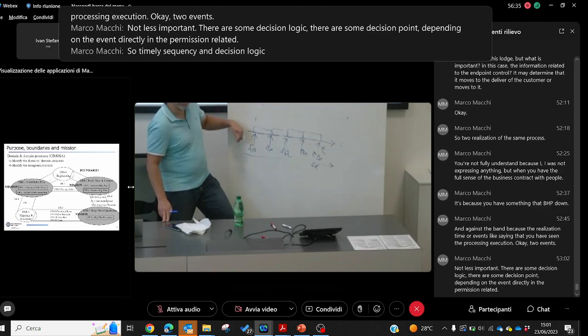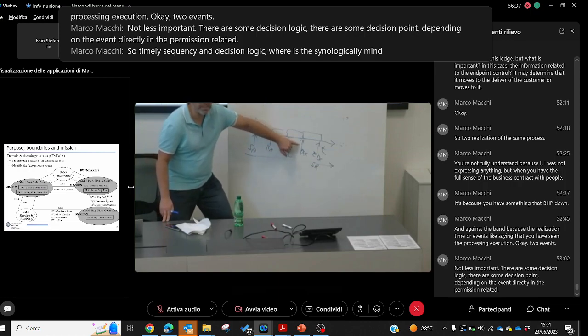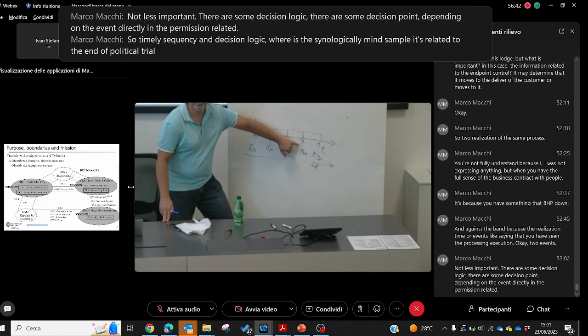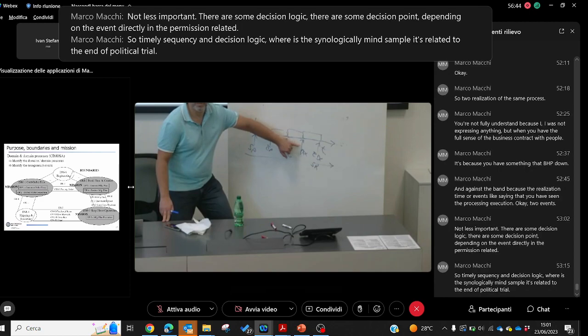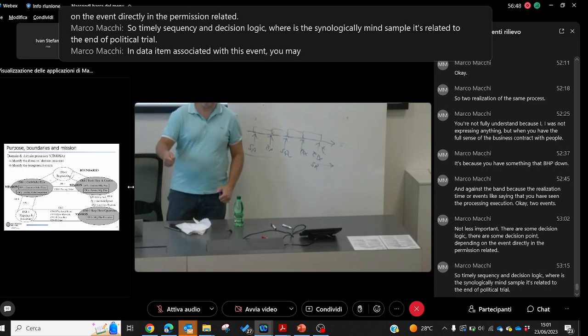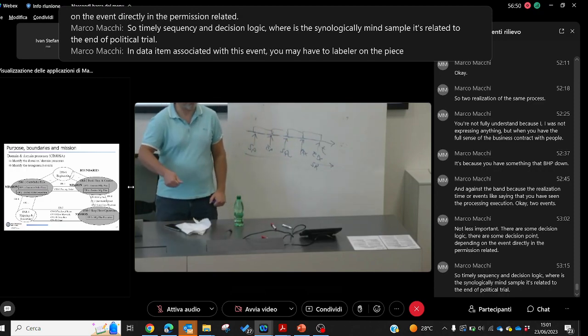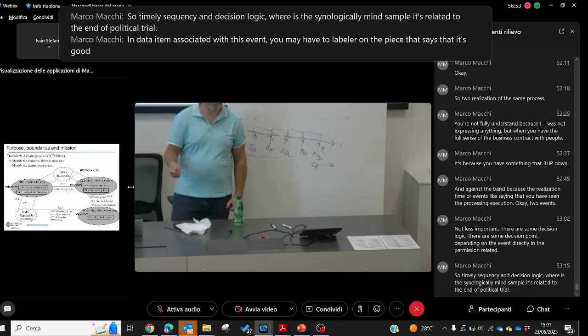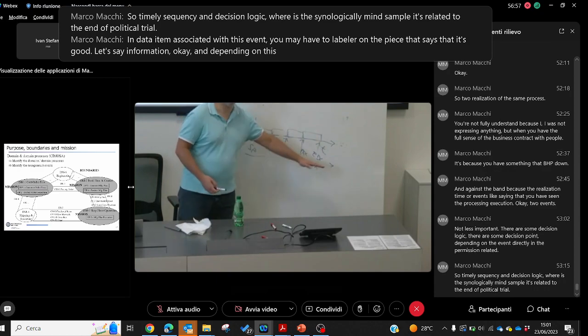Where is the decision logic in my example? It's related to the end quality control. In the event associated to this event, you may have a label on the piece that says it's good or not. That's the information of the event. And depending on this, you may follow different flows.